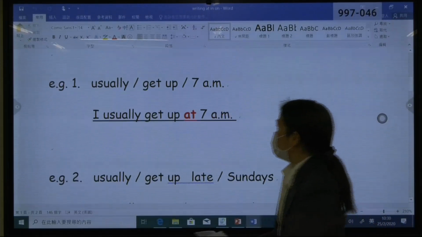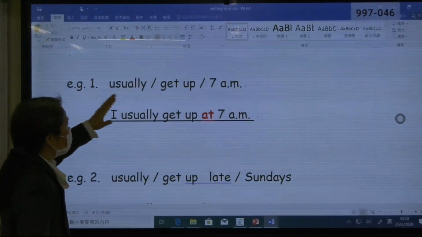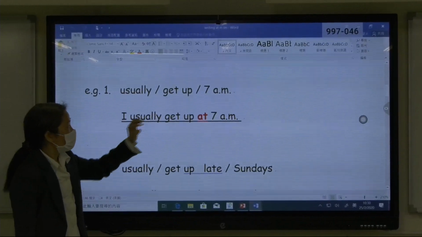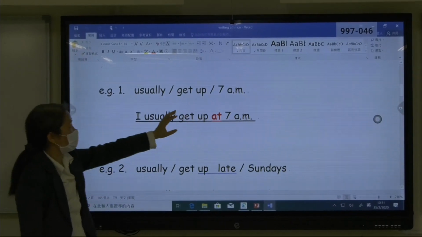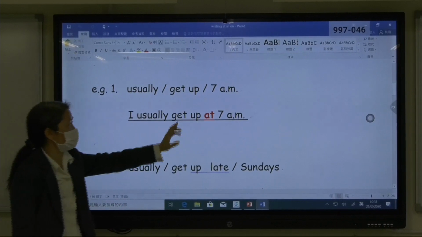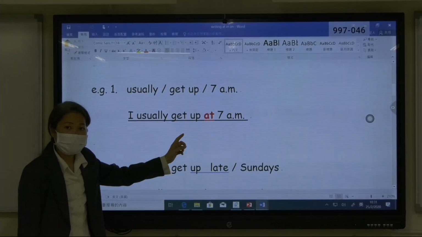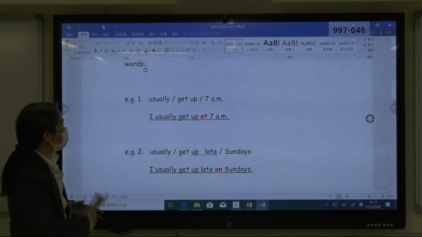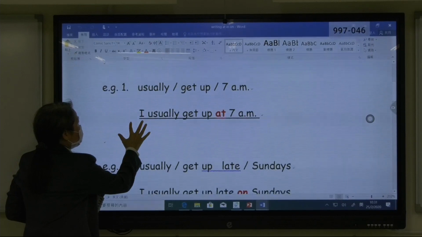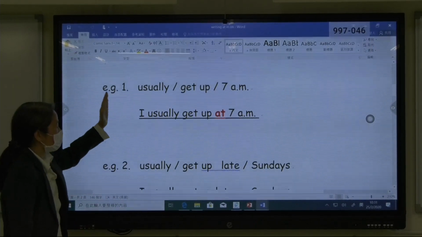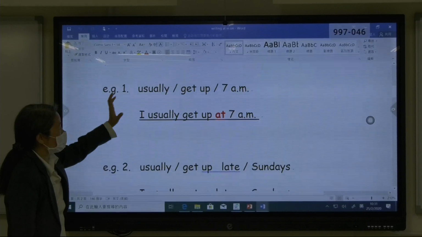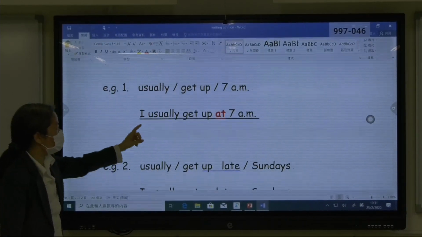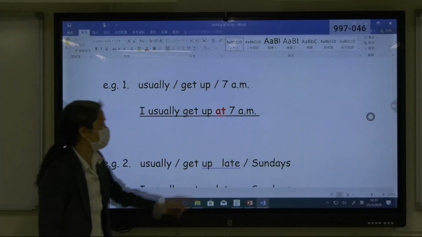Example 1. Yeah, the words are given here. Usually, get up, 7 a.m. So the first one, look at the time word here, 7 a.m. Clock time. So in this case, we use at. And then you need to add a subject to make a complete sentence. So this one you can add I. I usually get up at 7 a.m.